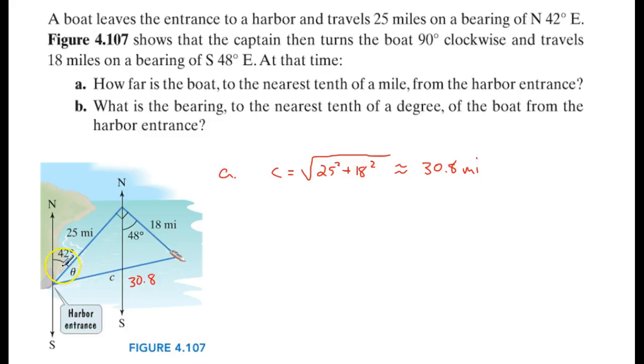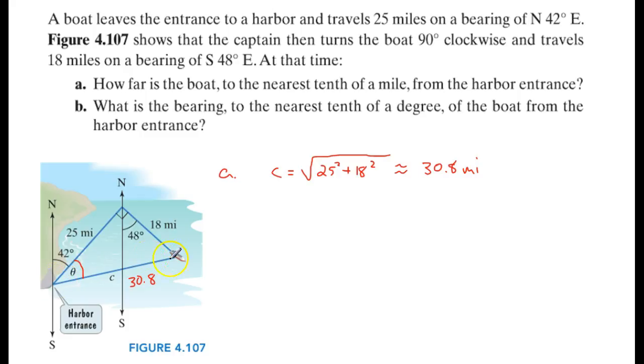So we need to come up with this angle. Well, we know that this is 30.8. We know this is 18, we know this is 25. We can come up with this angle right here using the elements of this right triangle. We can use any of these pieces that we want.